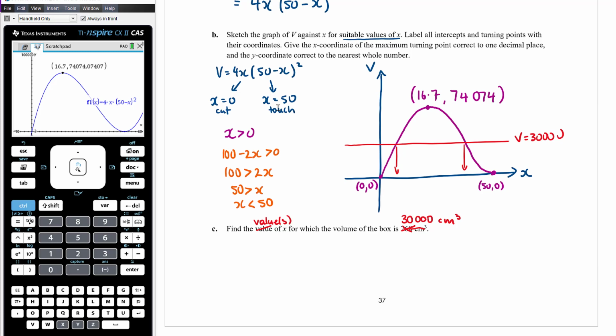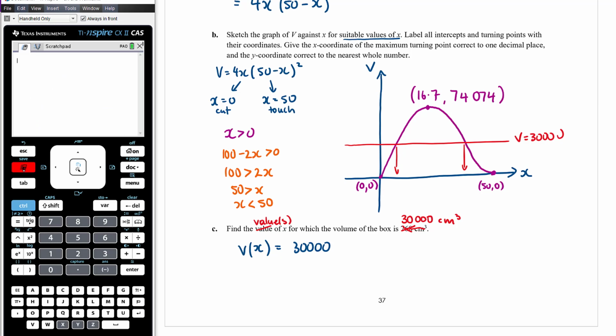So again, an equation is needed to be solved here. So we are solving v of x equal to 30,000. We're going to solve that for x. We don't need to write that. That's very clear when x is the only variable. Now again, I can make use of my definition. My v of x is actually f1 of x in the calculator. So over here, menu 3.1, f1 of x equals, sorry, not 0, equals 30,000 for x.